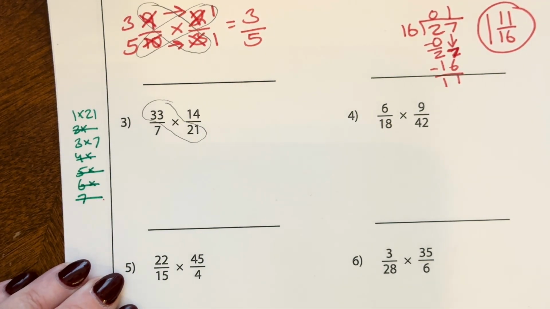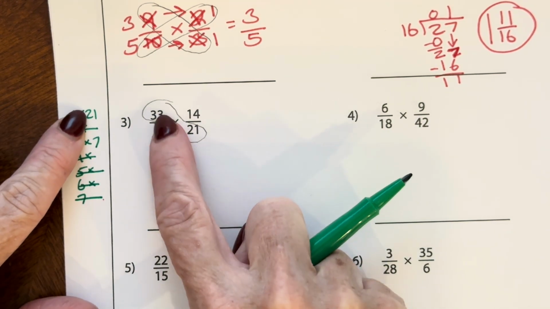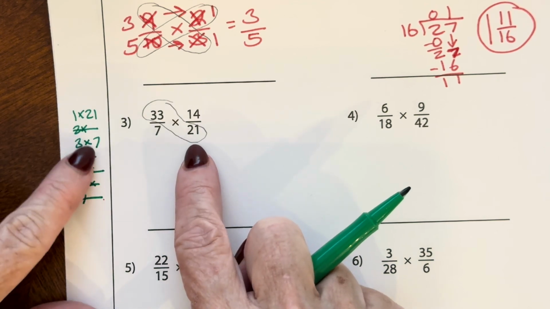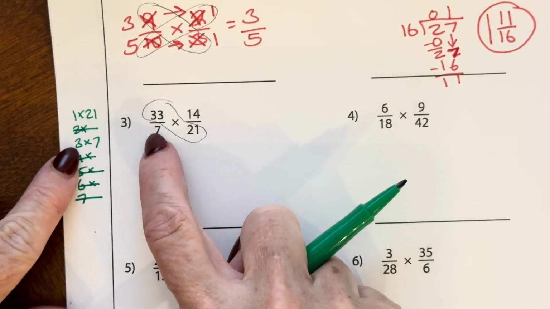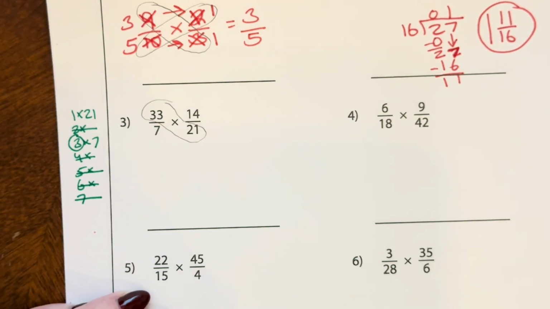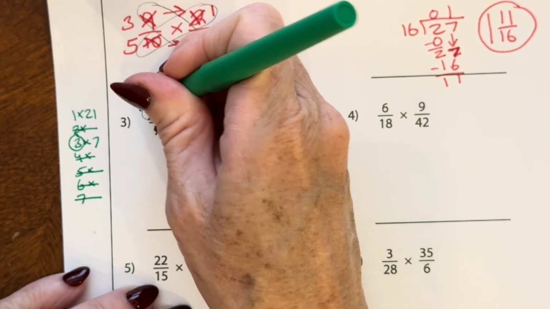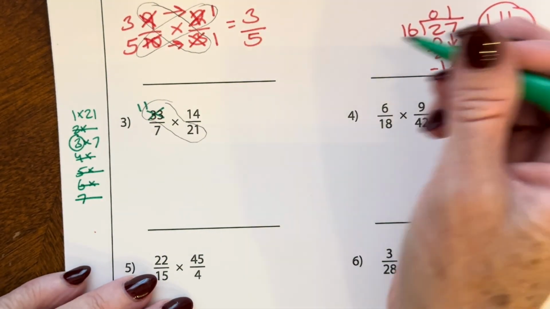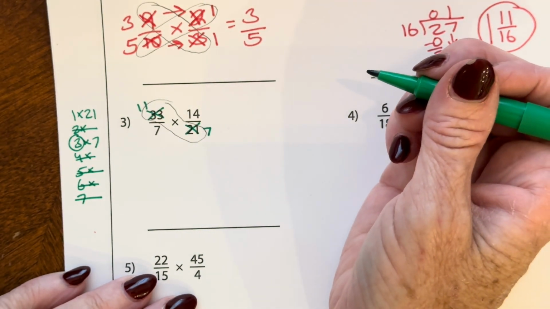So those are our factors for, I'm sorry, for 21. 21 is not a factor of 33. 7 is not a factor of 33, but 3 is. So 3 is our GCF. So 3 times 11 is 33, and 3 times 7 is 21.